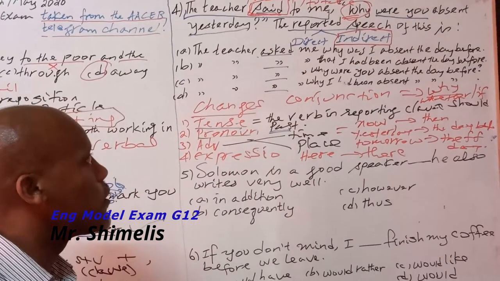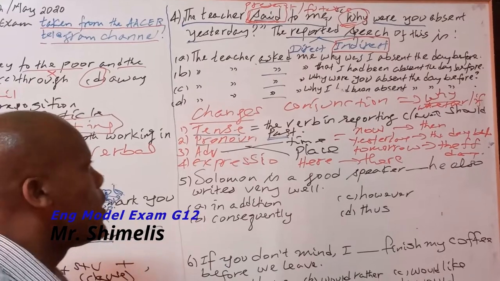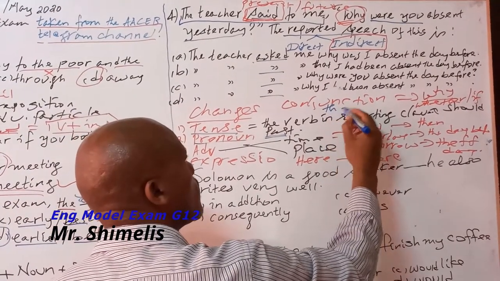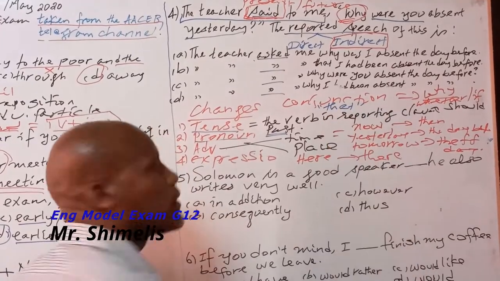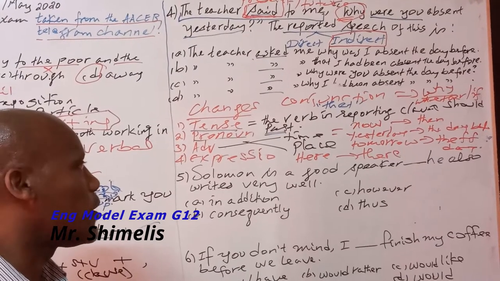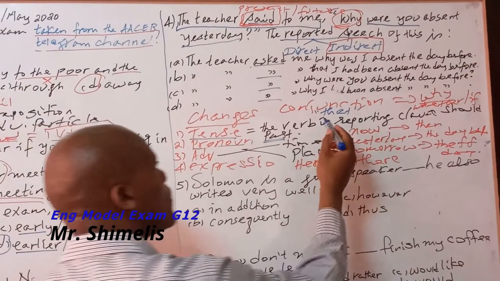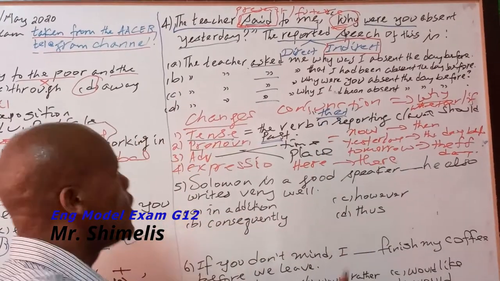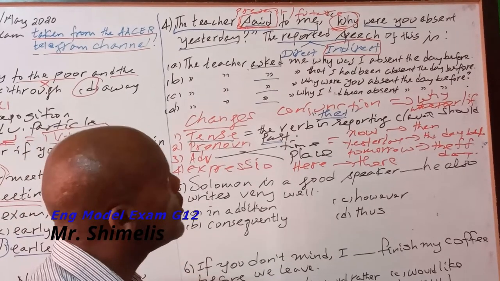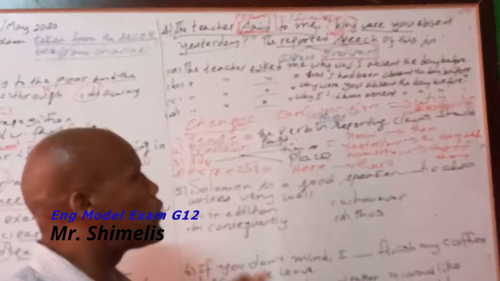For the rest of the statement types, for example, if the statement is a declarative statement, we use that as the conjunction, okay? We use the word that to connect the two clauses if the speaker's word is a declarative statement. Whether it is a negative or positive declarative statement, we use the word that to connect the reporting clause with the speaker's word. If the speaker's word is an exclamatory sentence, we use the word used to exclaim.